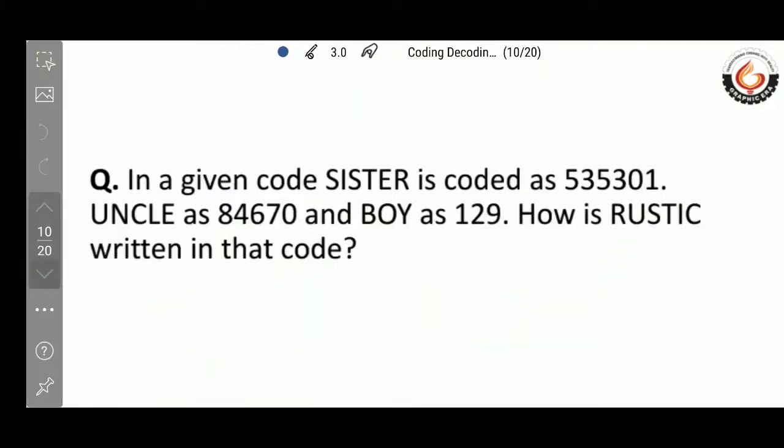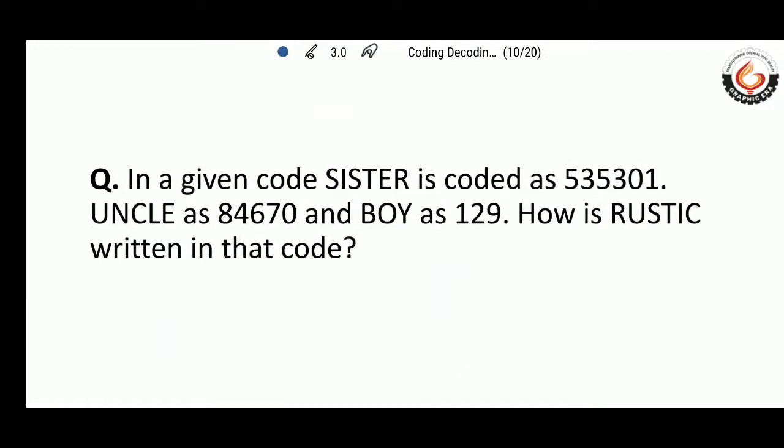Next question. In the given code, SISTER is coded as 535301 and UNCLE is coded as 84670 and BOY is coded as 129. How is RUSTIC coded? It is a type 2 question in which the coding is done by numbers, or analogy. Coding is by analogy.